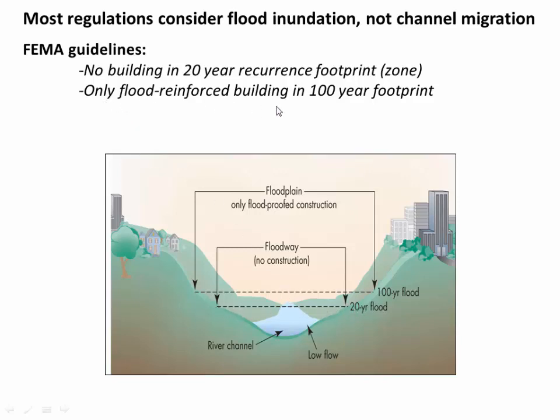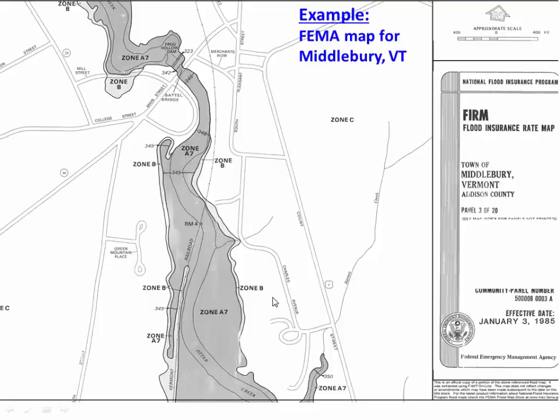And then only flood reinforced buildings within the 100-year footprint. So you can build, but you have to meet a special building code if you want to be within the 100-year floodplain. So that's all sensible. To hit that home a little bit, let's look at what that means for our hometown of Middlebury, Vermont.